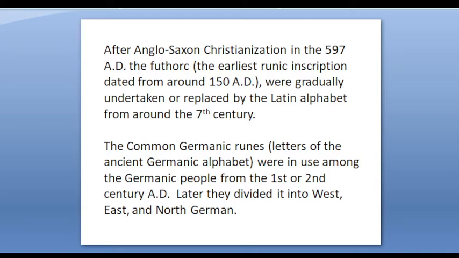The common Germanic runes, that is, the letters of the ancient Germanic alphabet, were in use among the Germanic people from the 1st or 2nd century AD. Later, they divided it into West, East, and North German.